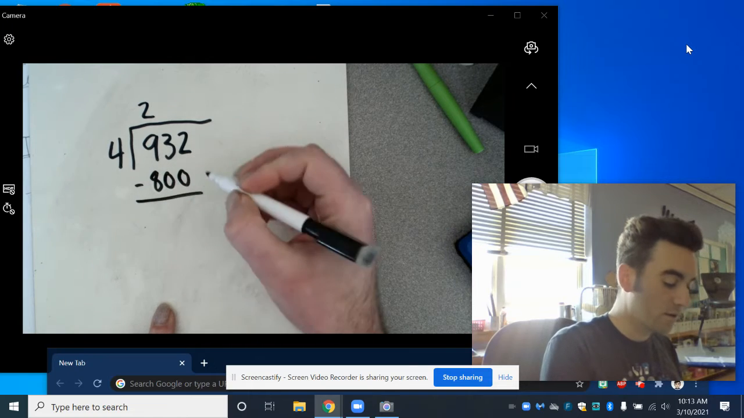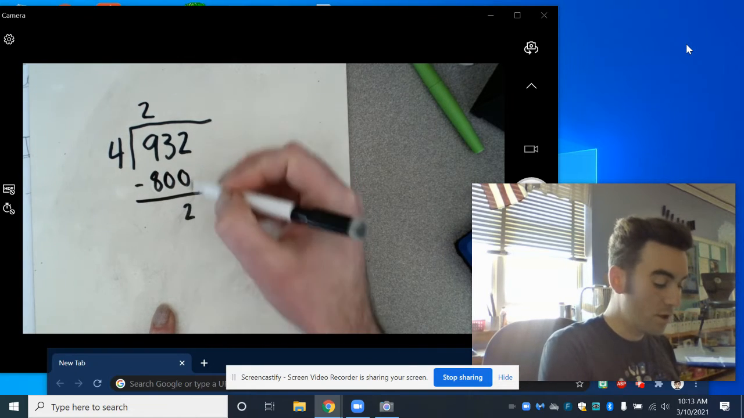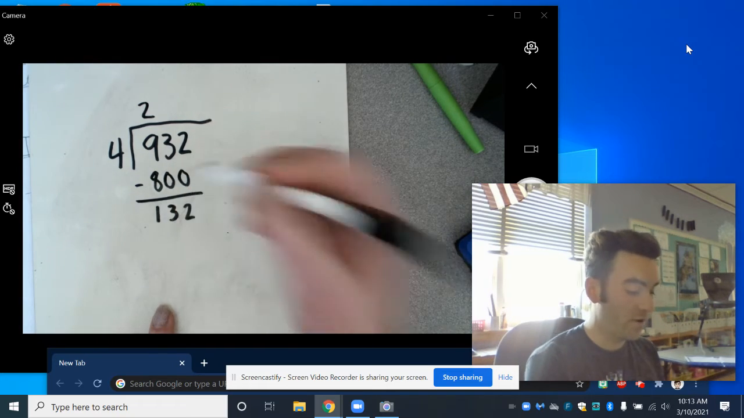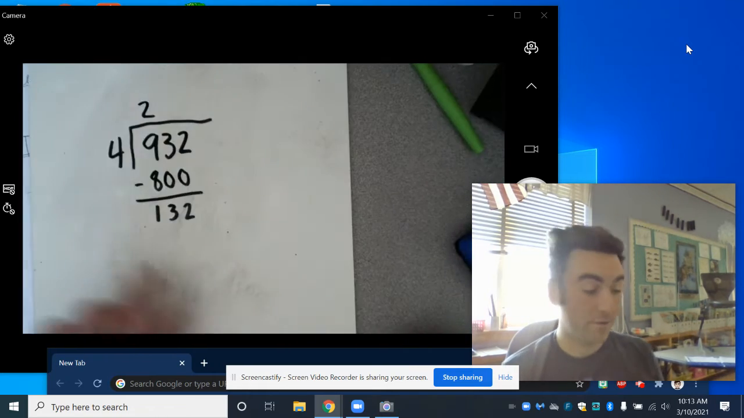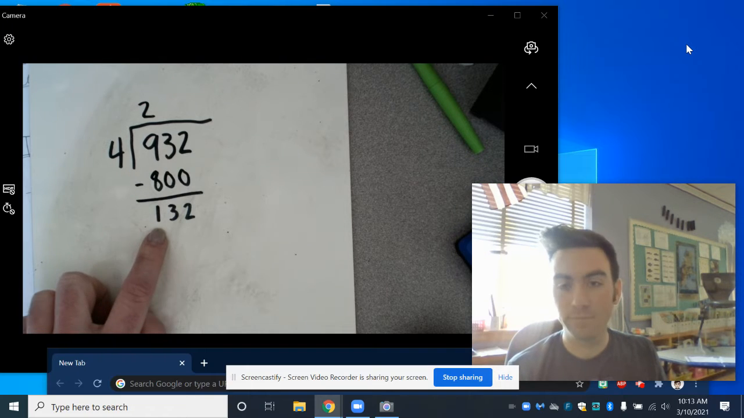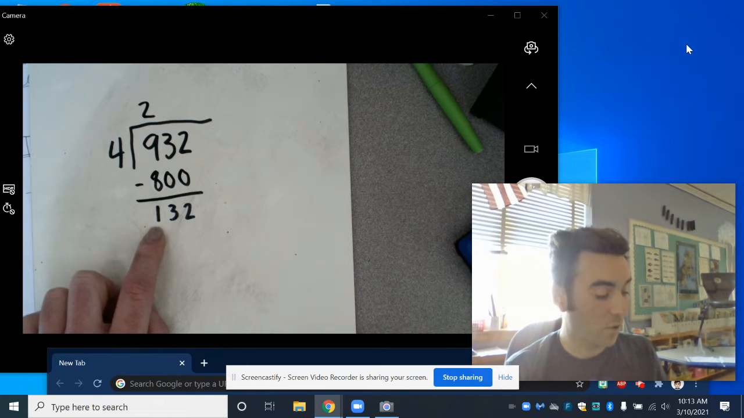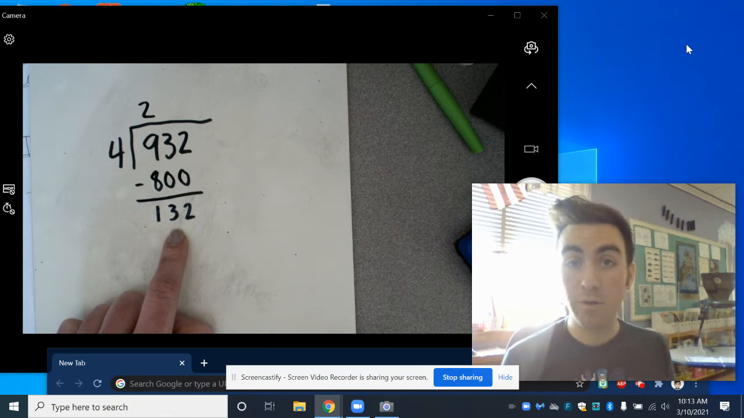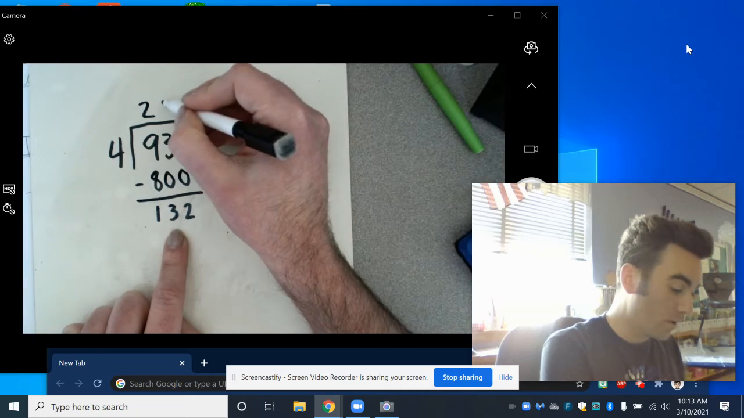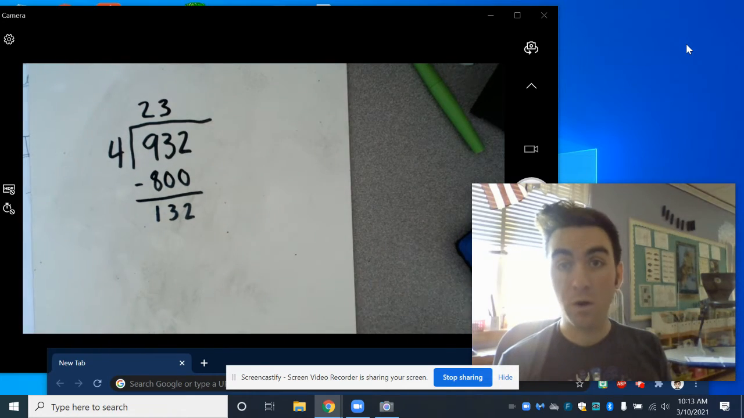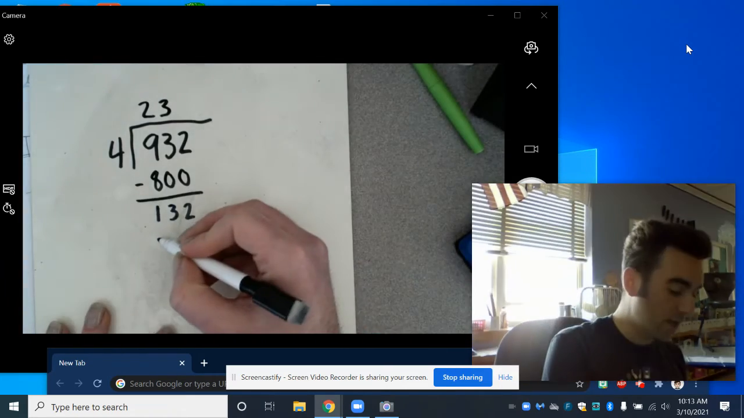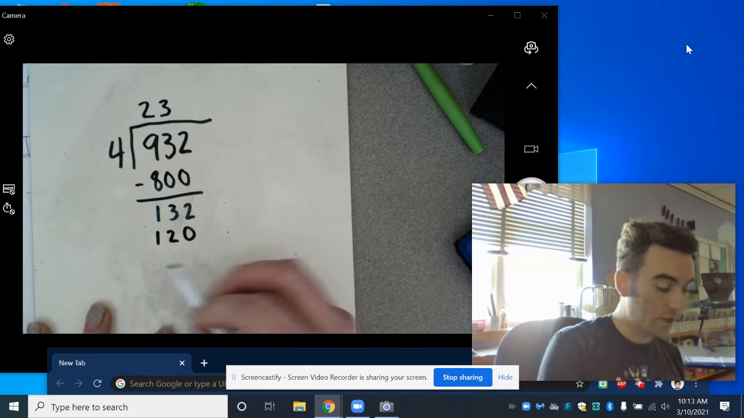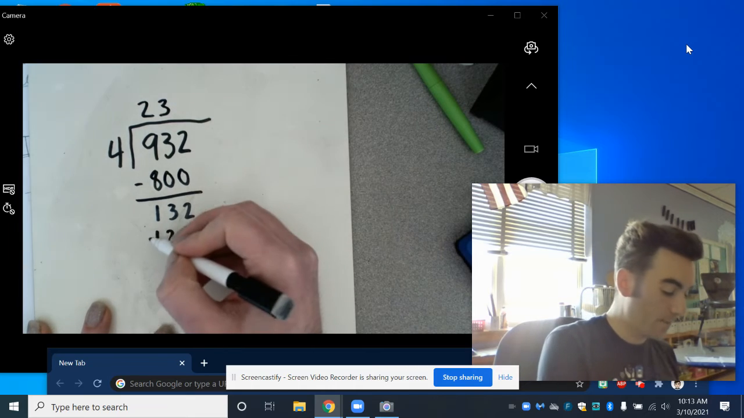Then we subtract. 2 minus 0 is 2. 30 minus 0 is 30. And 900 minus 800 is 100. Our next step is to ask ourselves, how many times does 4 go into 1? Well, it doesn't. So now we have to group these numbers together and say, how many times does 4 go into 13? Well, 4 goes into 13 3 times without going over. It's 4, 8, 12. So I'm going to take out 12, which is actually 120 because we're in the tens place.